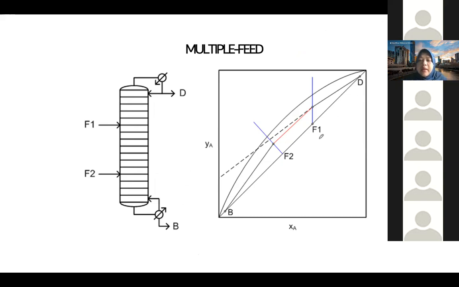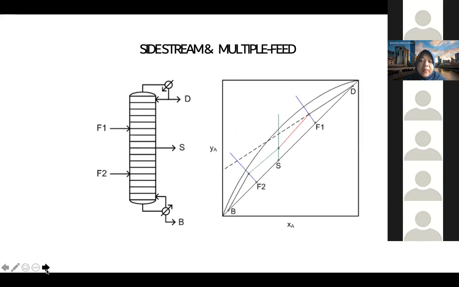Okay, another one. What happened with the multiple feed? Yeah, the multiple feed is the same. It also depends on the phase, and also we want to add the multiple feed. It's also going to change the gradient from L to V. Yeah, the change between the L and V is going to change as well. But for all the calculation, I think we have some examples later on to check what happened if we add the feed or the side stream. Side stream and multiple feed.